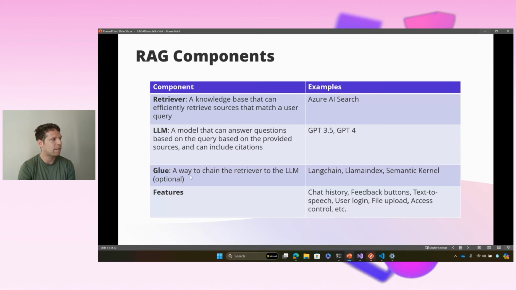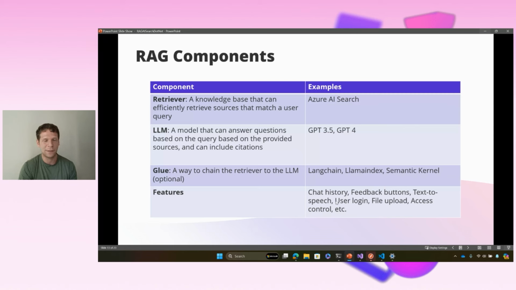We've got some glue, which is how we actually connect the retriever to the LLM. There's a lot of frameworks that do this. In the sample we have for you today, we use Semantic Kernel, which is a framework from Microsoft for defining applications that use the RAG pattern. There's a lot of common code components that it abstracts away from you. You don't need to worry about implementing them yourself.